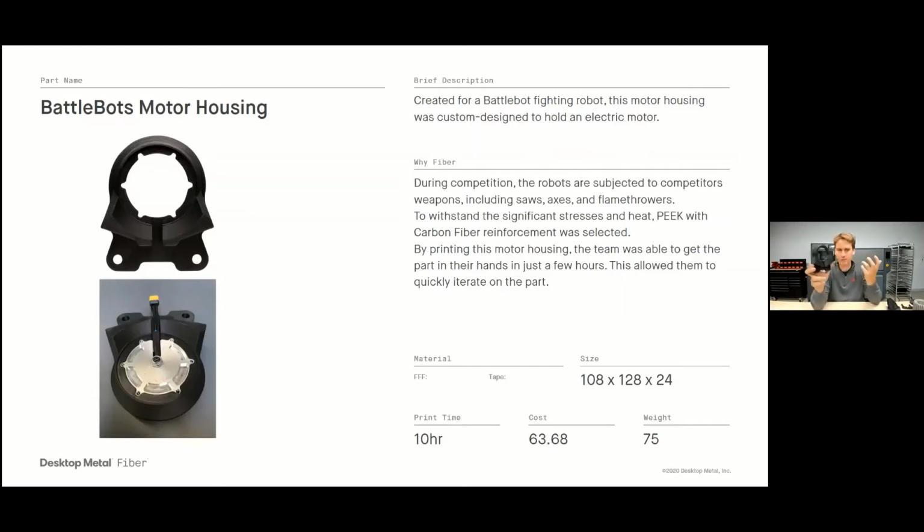This part was able to be printed in about 10 hours. It's a little bit larger, but think about it, I could print this overnight, and it cost about $64 because it was printed out of PEEK.